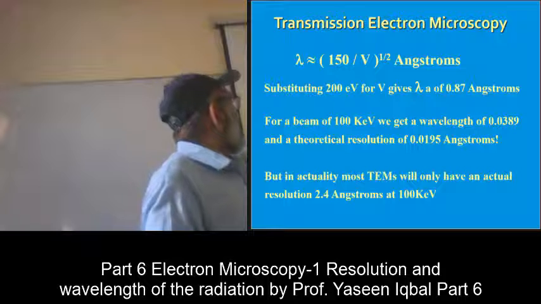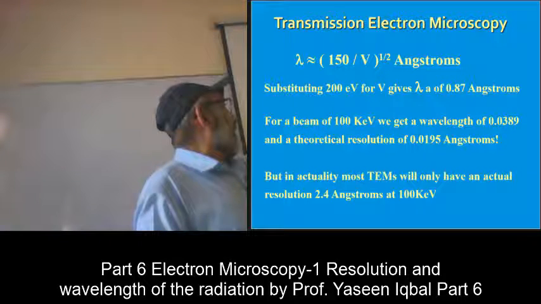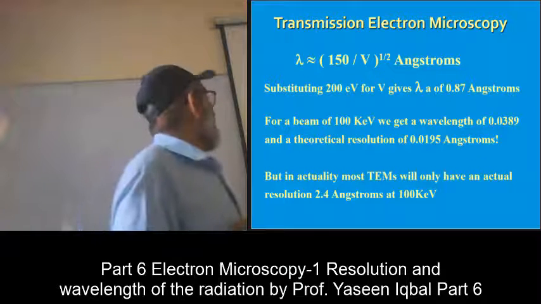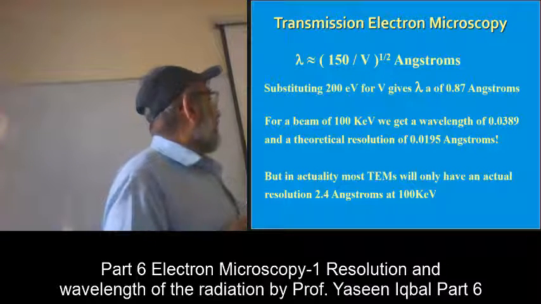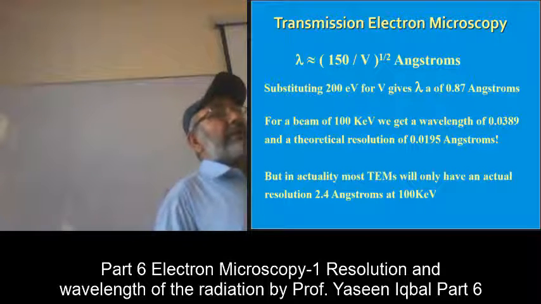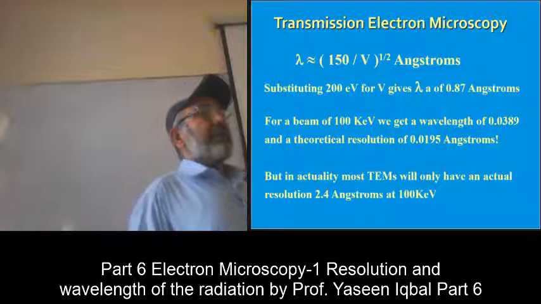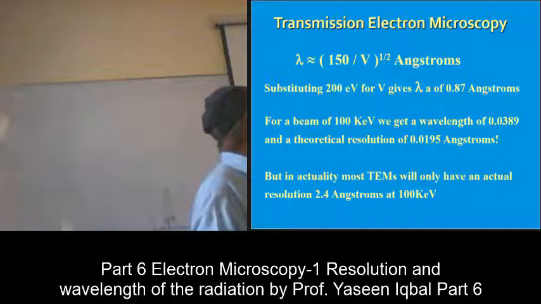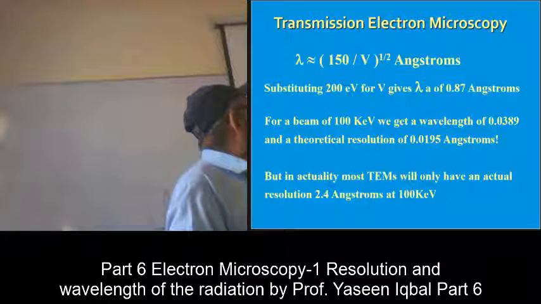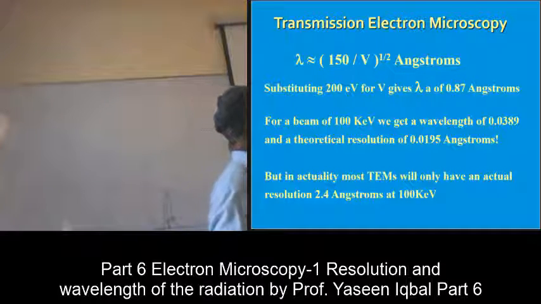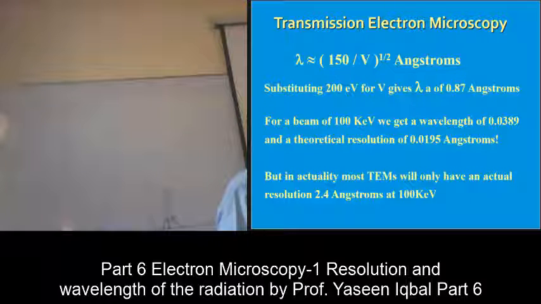Right? Substituting 200 electron volts per V gives lambda equal to 0.87 angstrom. For a beam of 100 kV, we get a wavelength of this much. Right? Think over it. I'm saying that 200 kV gives a lambda of 0.87 angstrom. But for 100 kV, I am getting this much.